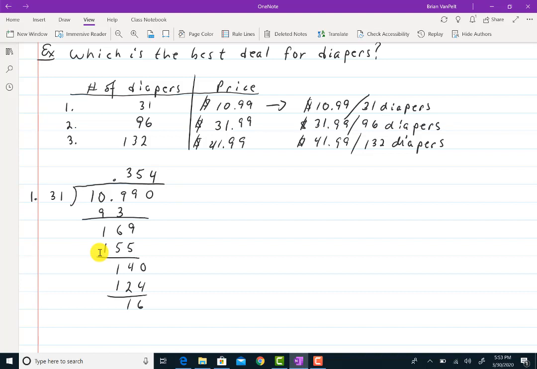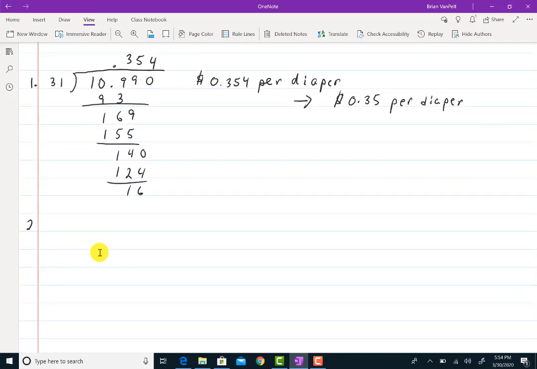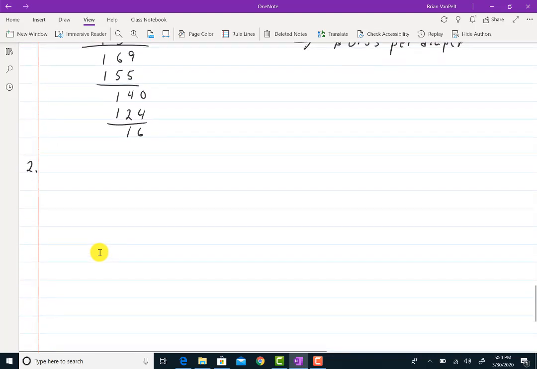This is good enough. This tells me it's 0.354 per diaper, but rounded, I'm going to go 35 cents per diaper. That was option number 1. Option number 2, then, we had 96 diapers for $31.99.